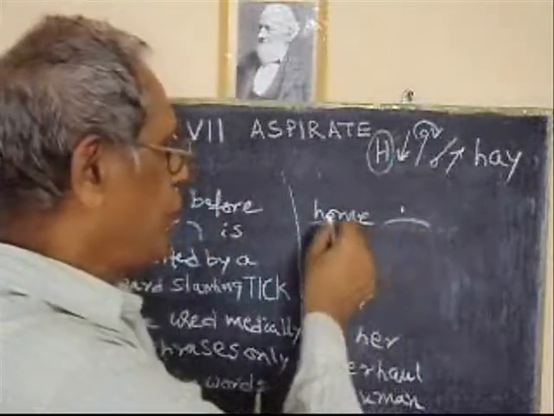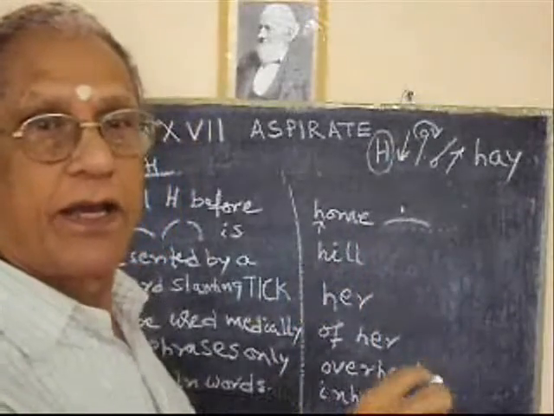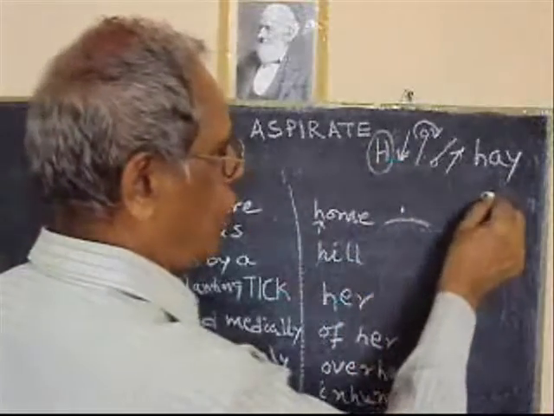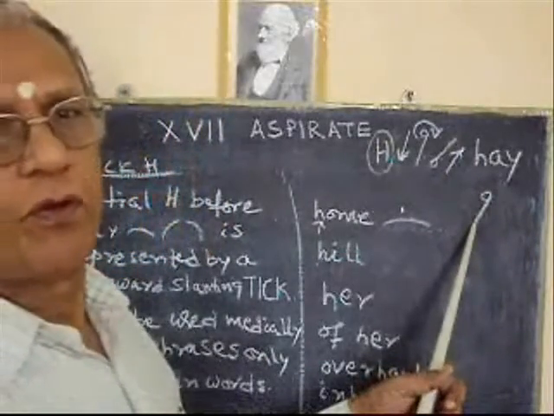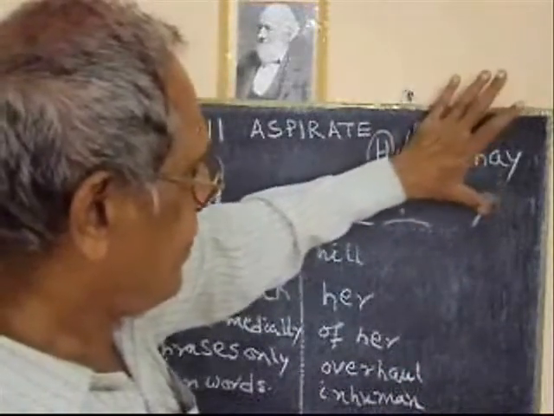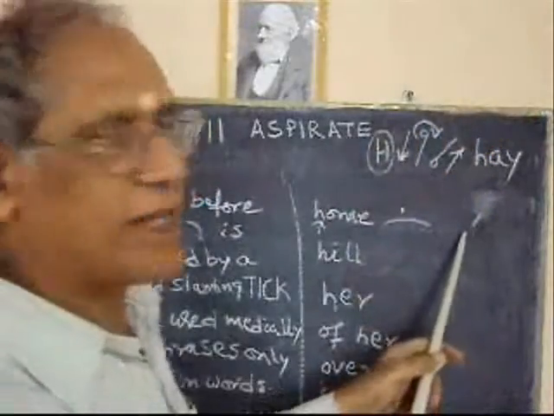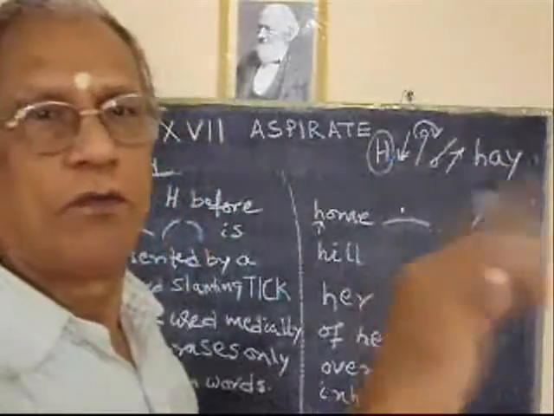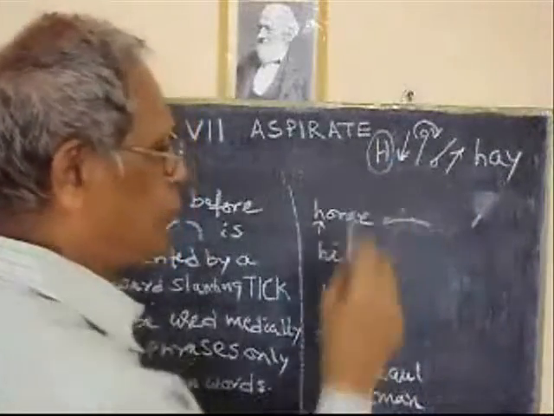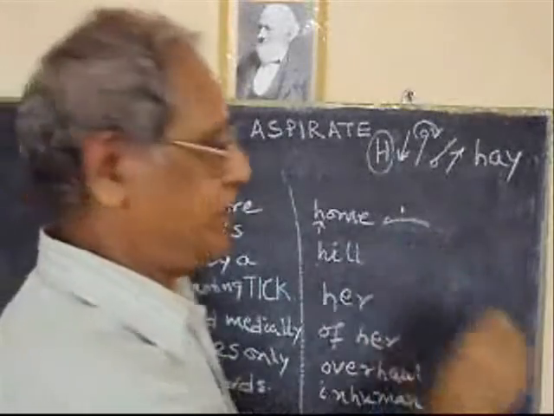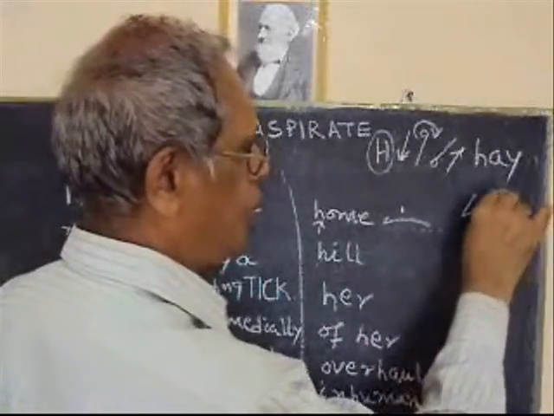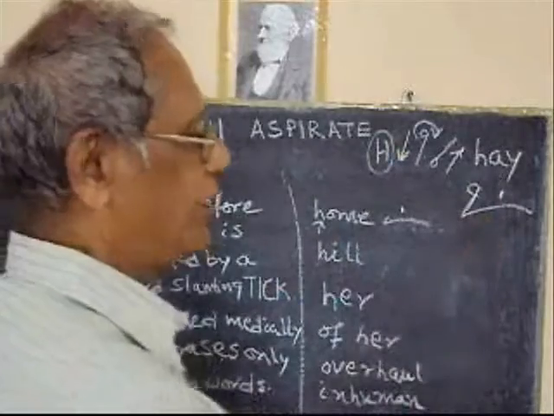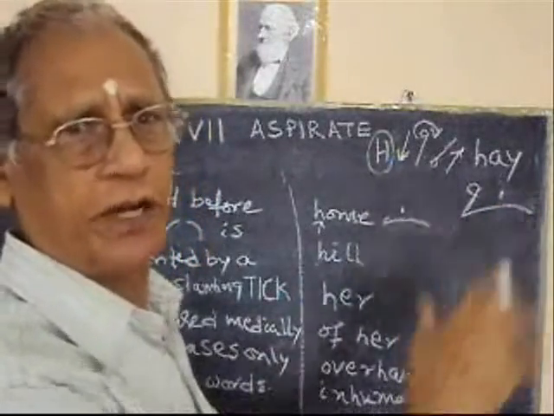Initially H has come. Now, this H is represented by a light downward slanting tick. Now, how do you write hay? Downward hay. That's all. A small tick written downward represents hay. You need not write the full basic stroke. That's all. Home. I will just enlarge it, only to demonstrate.